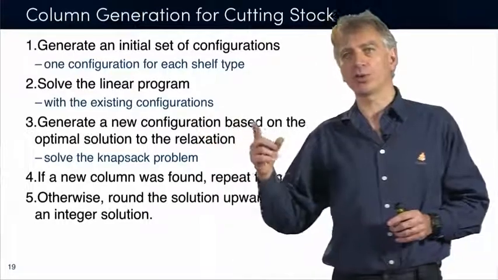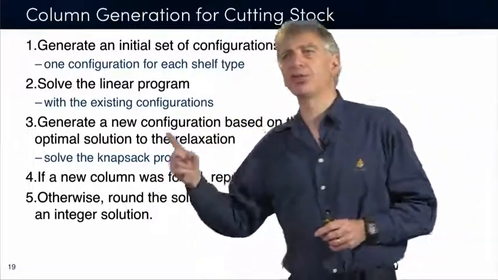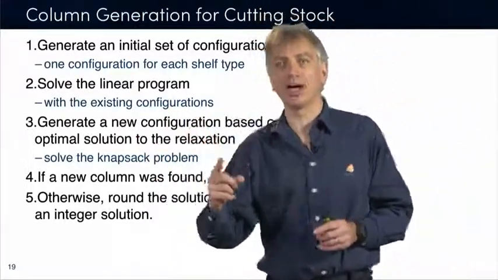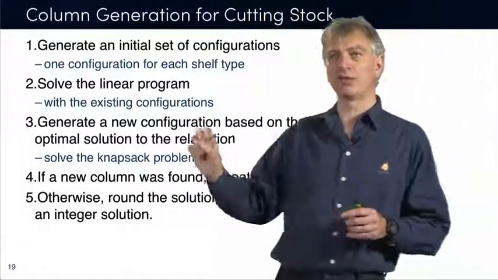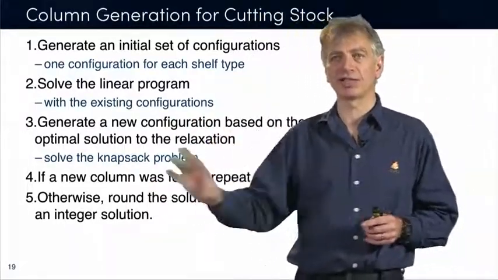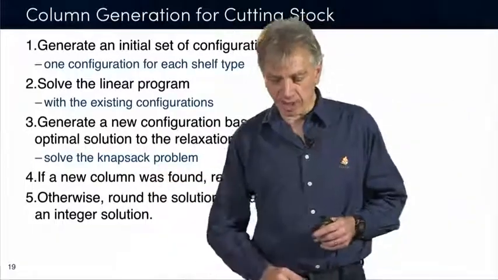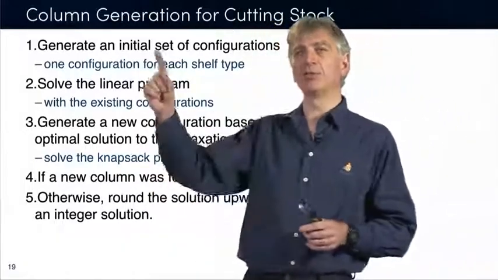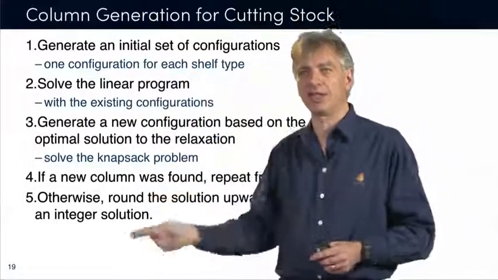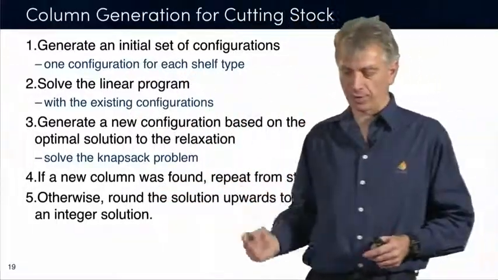Otherwise, what you're trying to do is see if you can find a new column, a new variable that will improve the linear relaxation. To do that, we have to solve this simple knapsack problem, okay? And so if you find this new column, you repeat at step 2, and then you continue improving the linear relaxation, adding more and more variables, okay?